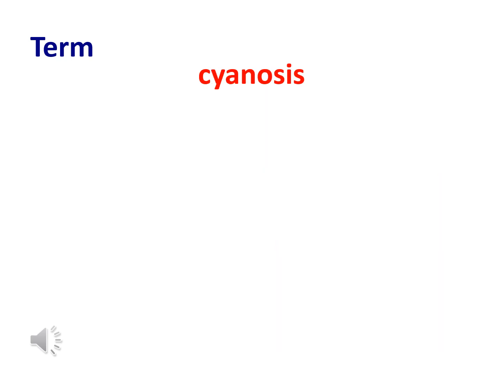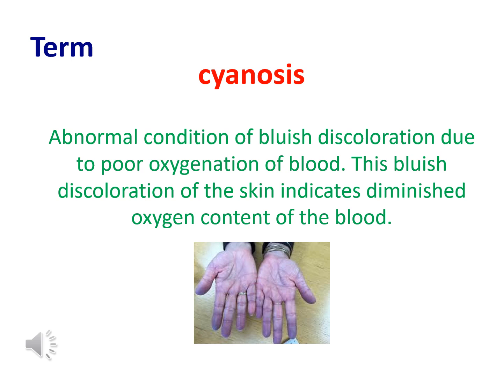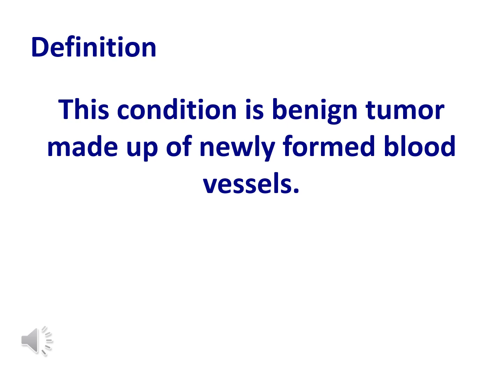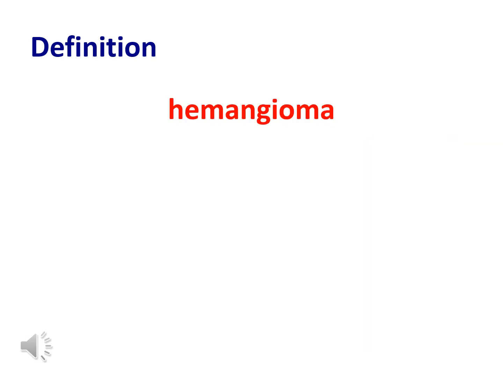Cyanosis. Cyanosis is an abnormal condition of bluish discoloration due to poor oxygenation of blood. This bluish discoloration of the skin indicates diminished oxygen content of the blood. This condition is a benign tumor made up of newly formed blood vessels. This condition is called hemangioma.